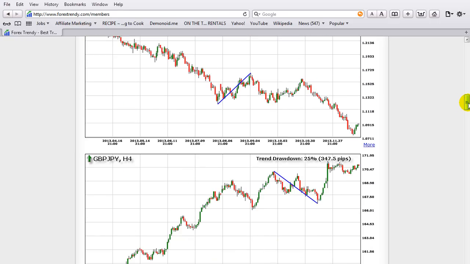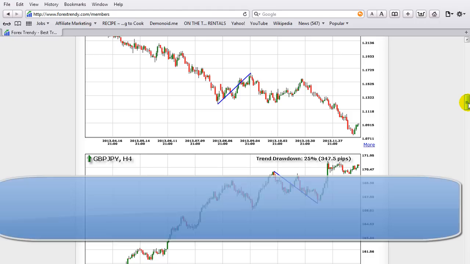That way you don't have to spend hours on hours looking for the various trends if you are a trend trader. That's about it for now.